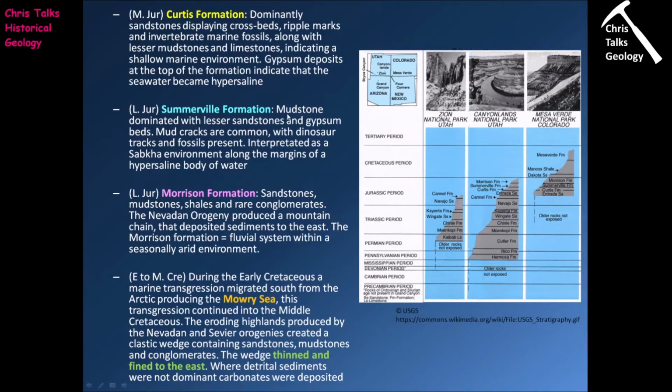So this is a mixture of mudstones with lesser sandstones and gypsum beds. We see mud cracks within these muddy sediments, so that's obviously telling us we've got mud drying out. We also see dinosaur tracks and other fossils. So it's interpreted as what's called a Sabkha environment.